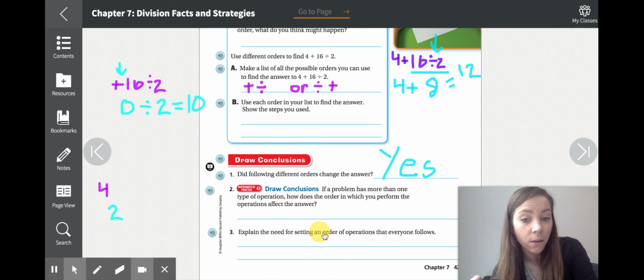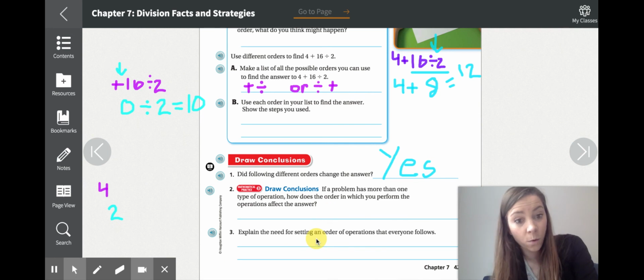And that kind of is the explanation for number 3. Explain the need for setting an order of operations that everyone follows. Just like I just said. If you don't have a certain order that everybody follows, then one person is going to go, well, I'm just going to do addition, then division. And then another person's going to do division, then addition, and they're not going to get the same answer. So we have to have a certain order that everybody knows is the right way, okay?